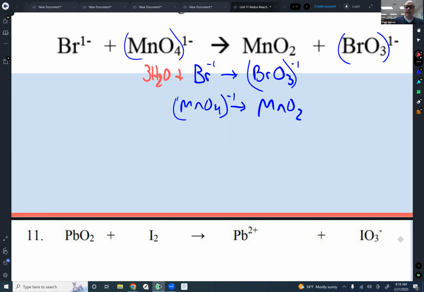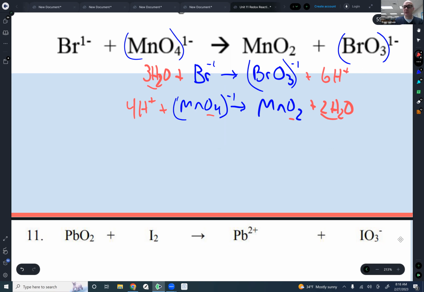Down below, I have 2 extra electrons on the left, so I need to add 2 waters over here. Now I've got to balance my hydrogens. I'm going to have to add 6 hydrogens to the left because there are 3 times 2, 6. I have to add 4 hydrogens over here because it's 2 times 2 for the hydrogens. Now, my electrons. Notice there's 1 and 1. They canceled each other out, so that's okay.